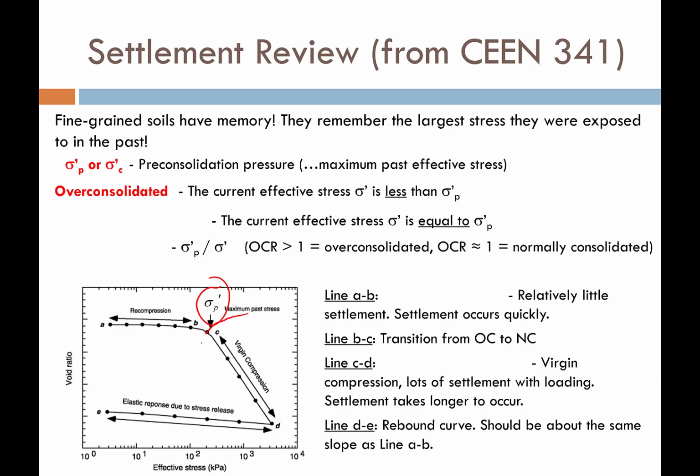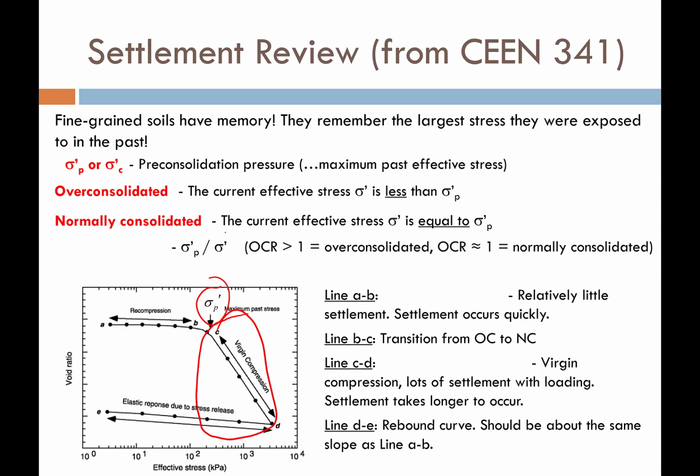Now, if your soil is in this region right here, then it's on the virgin compression line, and we would say then that the stress that the soil is currently feeling is the largest stress it has ever felt in its existence. And so that is what we call normally consolidated. So there's two types of soils. There's normally consolidated soil and there's over-consolidated soil.